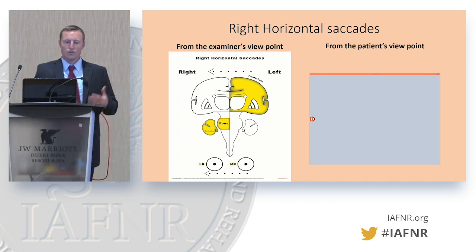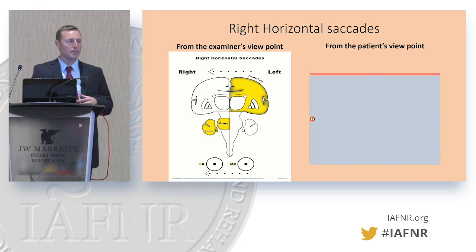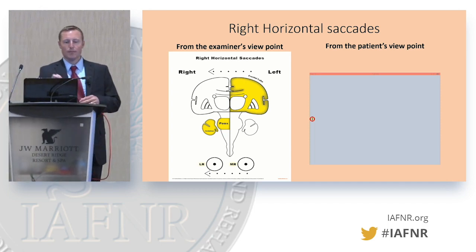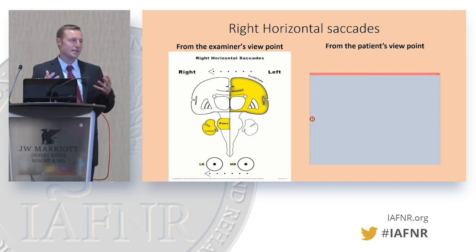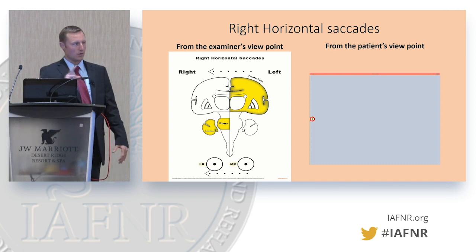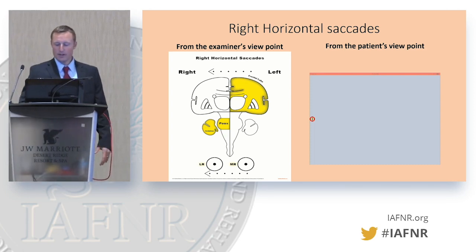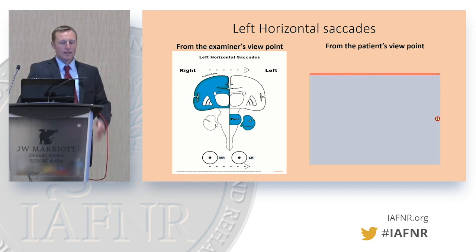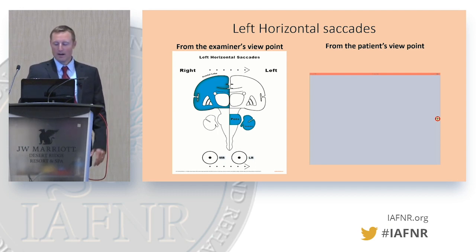So if we want to do a right horizontal saccade, it would activate the left frontal lobe and the right cerebellum. And because the abducens nucleus for horizontal movements is in the right pons for right saccades, the right pons would also be engaged here. The same is true for the exact opposite. Just reverse what I said. So left saccades: right frontal lobe, left cerebellum, left pons.